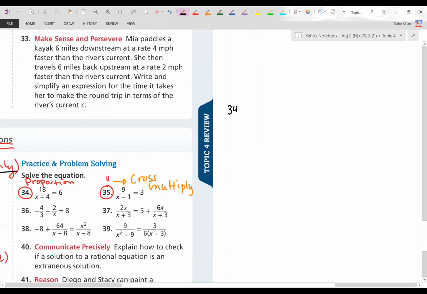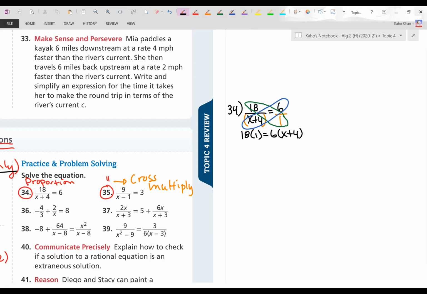34. 18 over x plus 4 is one fraction. That equals 6 over, I'm going to make that into a fraction, 1. Multiply the extremes, set it equal to the product of the means. That's what we mean by cross multiplying. Very cool. 18 times 1 equals 6 times x plus 4. Distribute the 6 there. We now have 18 equals 6x plus 24.